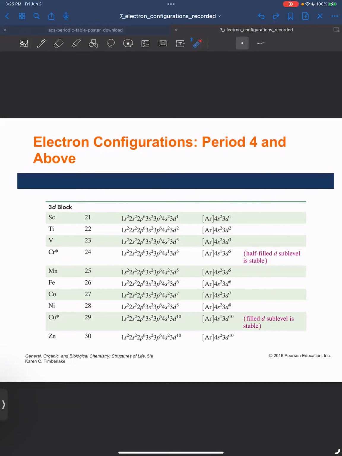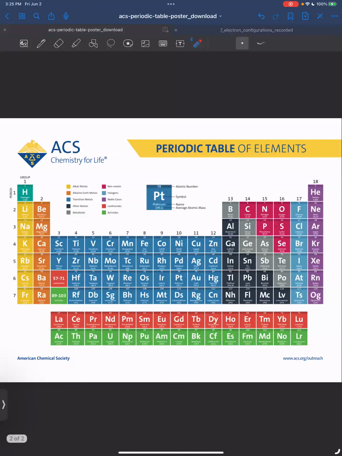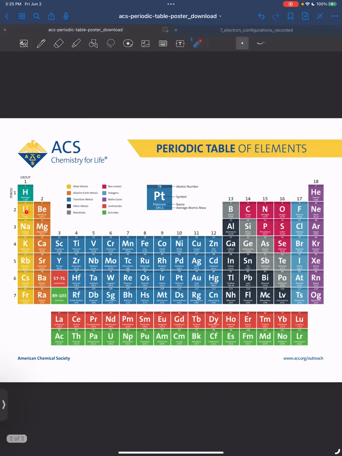And so you can see scandium has 21 electrons: 1s2, 2s2, 2p6, 3s2, 3p6, 4s2, 3d1. Let's look at that. So 1s2, 2s2, 2p6, so 1, 2, 3, 4, 5, 6, 3s2, 3p6, 4s2, 3d1. So this is the 3d row there.